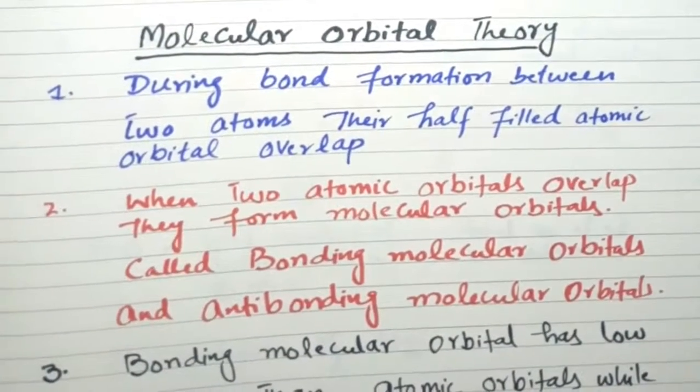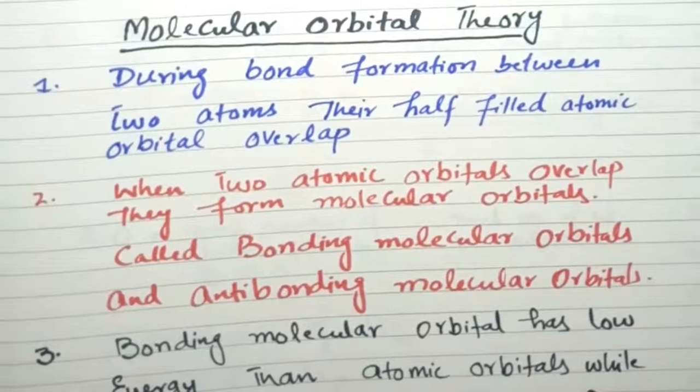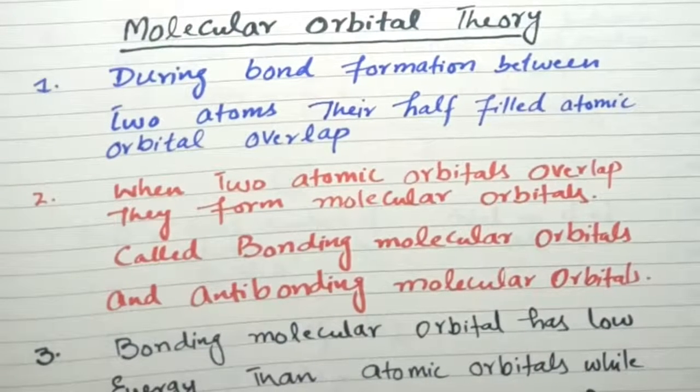We were discussing the theories of molecules. We have just discussed the VSEPR theory, valence shell electron pair repulsion theory, and valence bond theory, and we were just about to start the molecular orbital theory. So today we are going to start this theory. First of all, the postulates of molecular orbital theory.